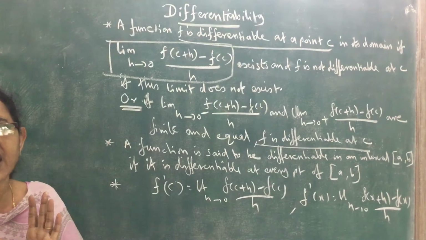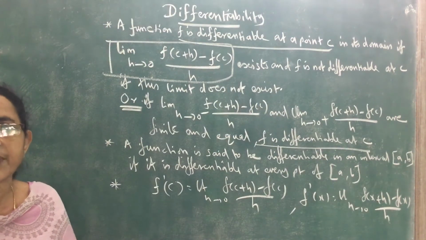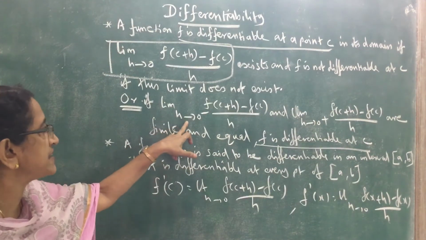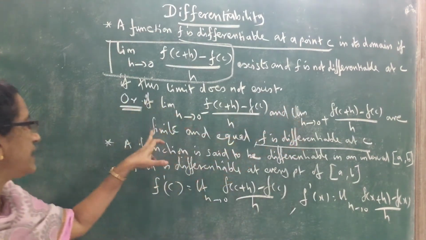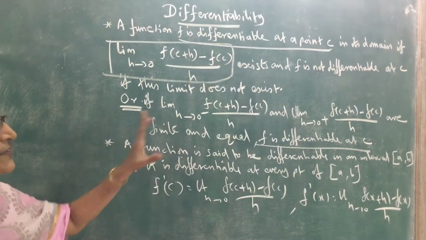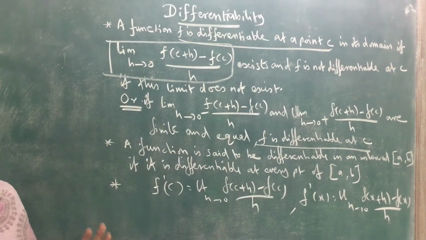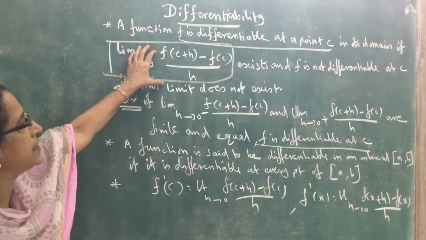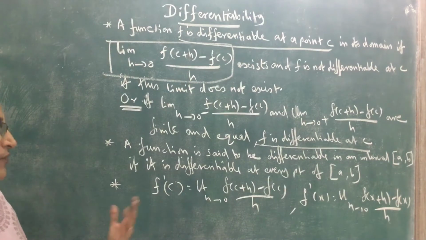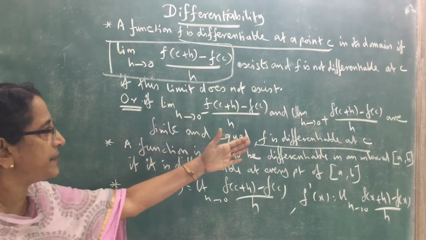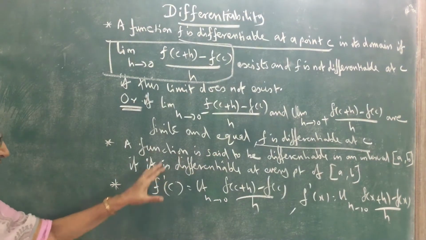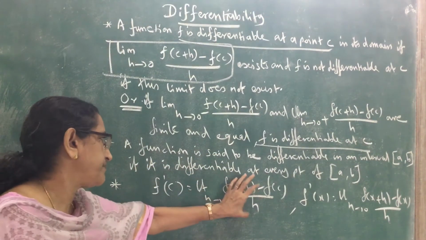So to check whether a function is differentiable at x equal to c, we have to check whether the left limit and right limit are equal and finite. Then we can say that the function is differentiable at x equal to c. In other words, if the limit exists, it is differentiable, or we can say both left limit and right limit are finite and equal. We can say f is differentiable at c, and the derivative is defined by this limit.